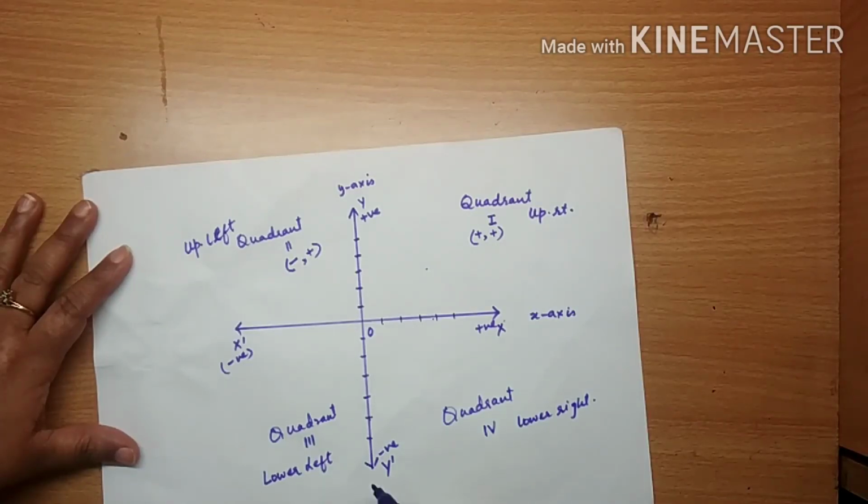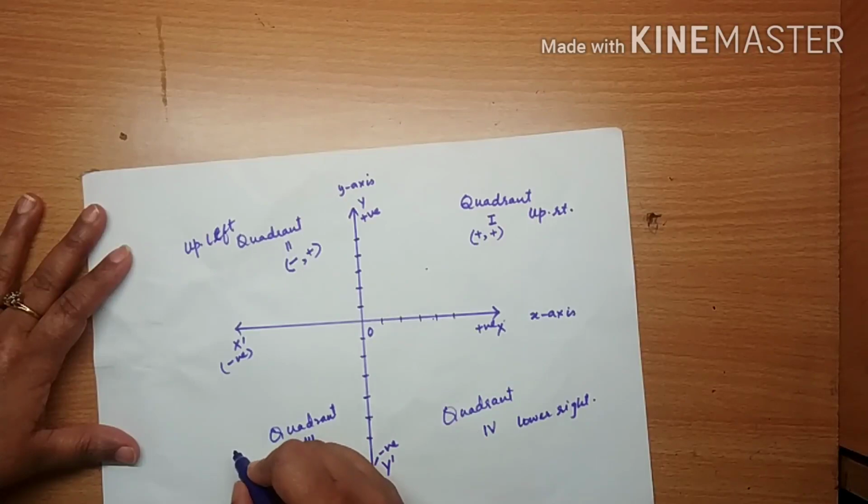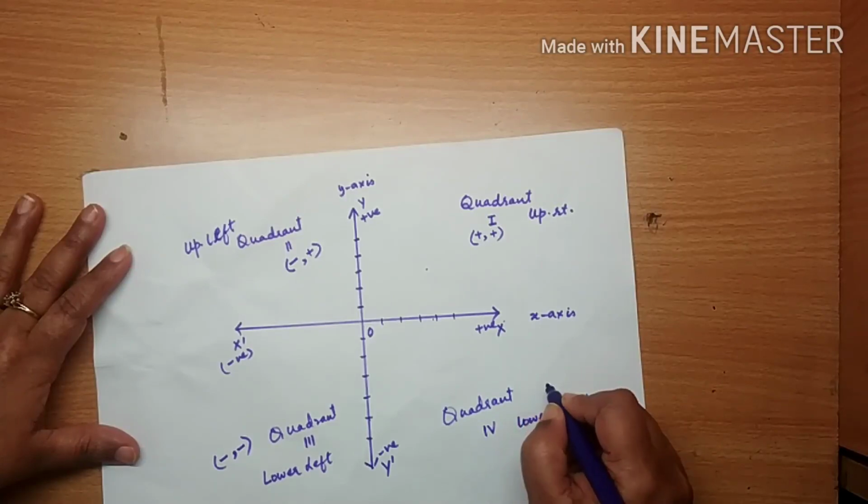So the x coordinate of a point in the second quadrant is negative and y is positive. In third quadrant, what do we have? Third quadrant is lower left, lower means y negative, and left means x also negative. So in the third quadrant, the signs of both x and y coordinates will be negative. Fourth quadrant is lower right. So lower means y negative, right means x positive.